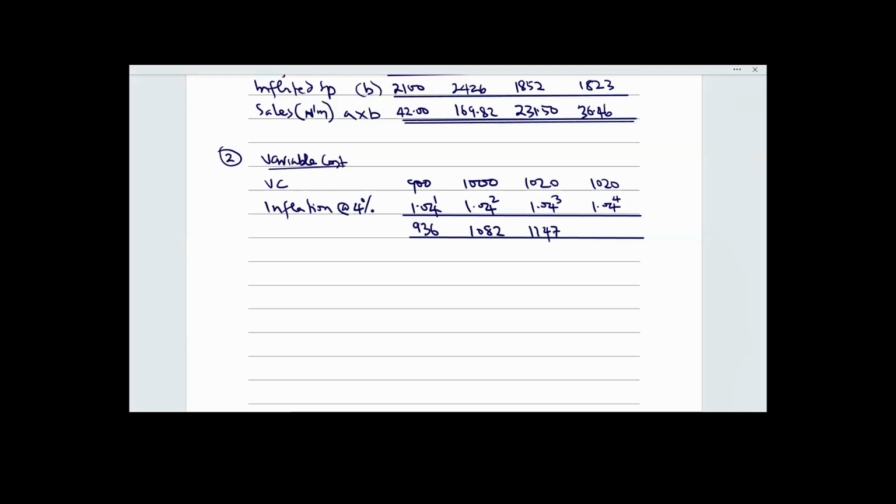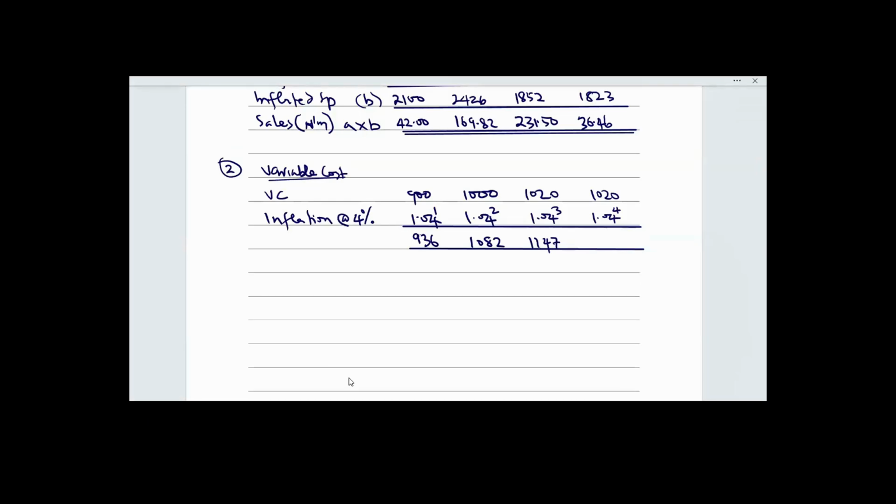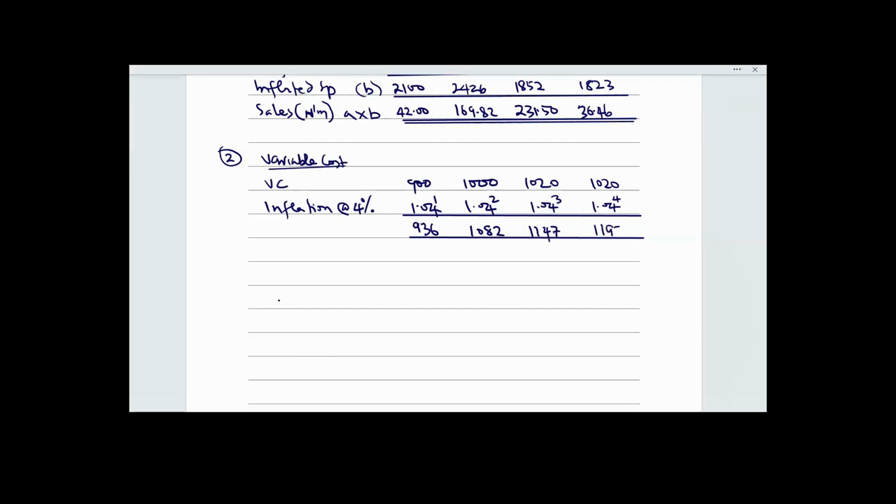Yes, for year 4 variable costs, 1.04 raised to power 4, then multiply by 1020 will give us 1193. Okay, so that's that. Then let's post. Sorry, before that, this is the inflated variable cost. Let's call this one C. So to now get the total variable cost in million naira, we multiply the number of units, which is A, multiplied by C.